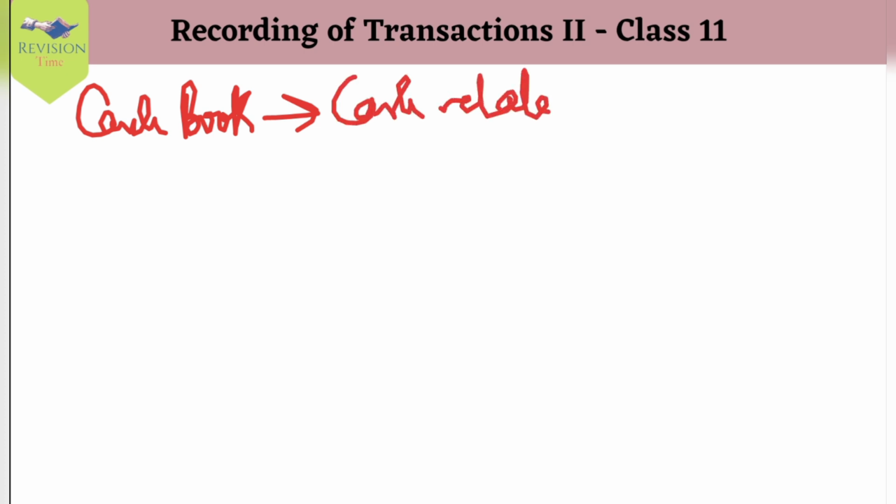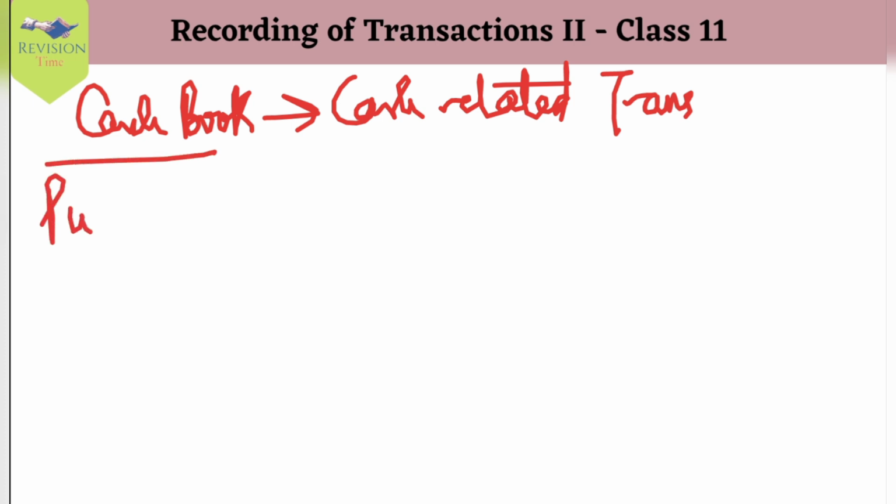Now let us understand what kind of transactions are to be recorded in these types of books. First one, cash book. All kinds of cash related transactions are recorded in this book, like goods purchased for cash, capital introduced, cash paid for salary, received from the debtors, creditors paid. All kinds of transactions in which cash is considered are to be recorded under this book.